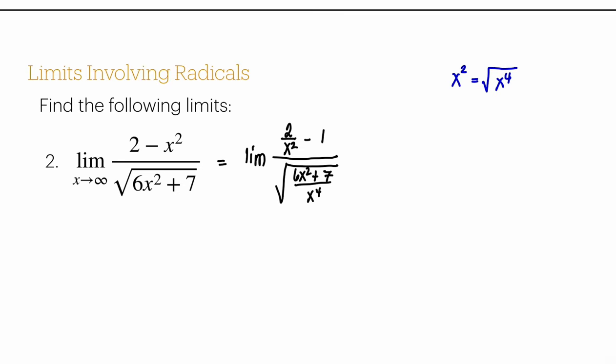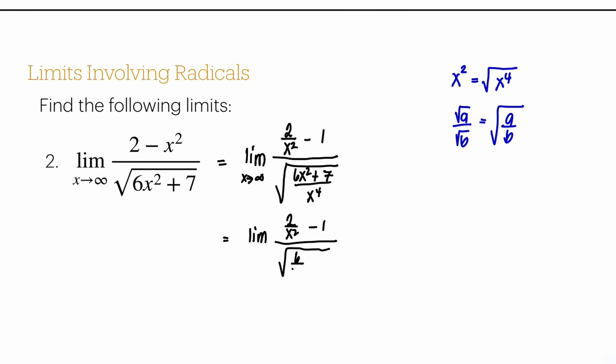Again, we use the fact that the square root of a over the square root of b is equal to the square root of a over b. And so the square root of 6x squared plus 7 over the square root of x to the power of 4 is just equal to this one as x approaches infinity. And so simplifying this radicand in the denominator, we can write that as the limit of 2 over x squared minus 1 all over the square root of 6 over x squared plus 7 over x to the power of 4 as x approaches infinity.